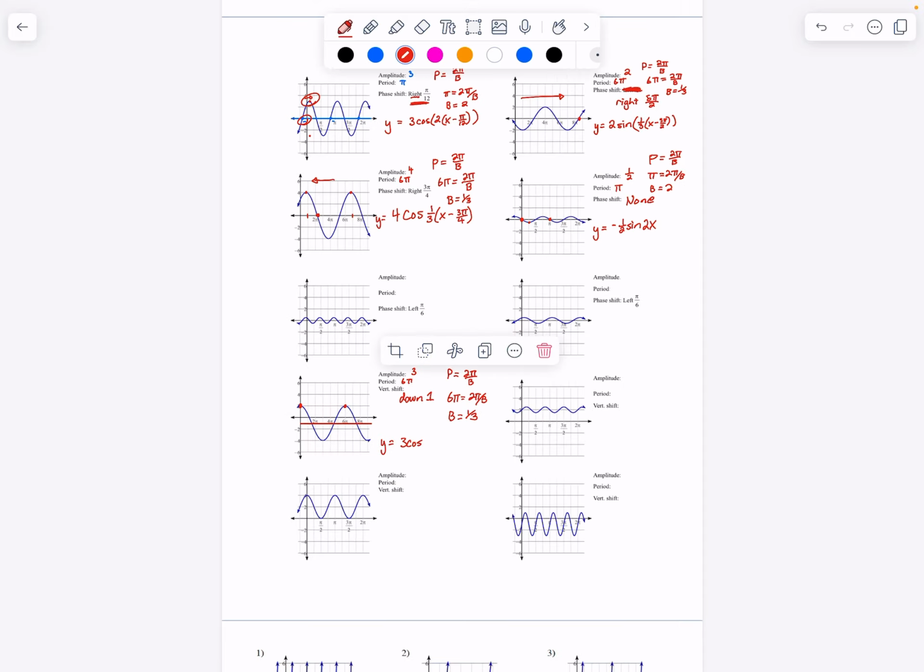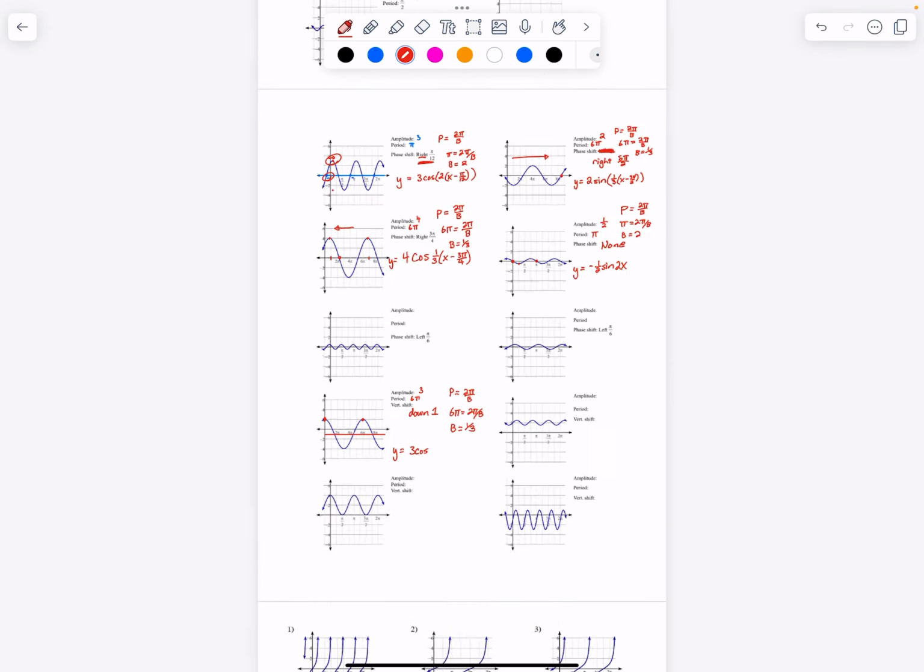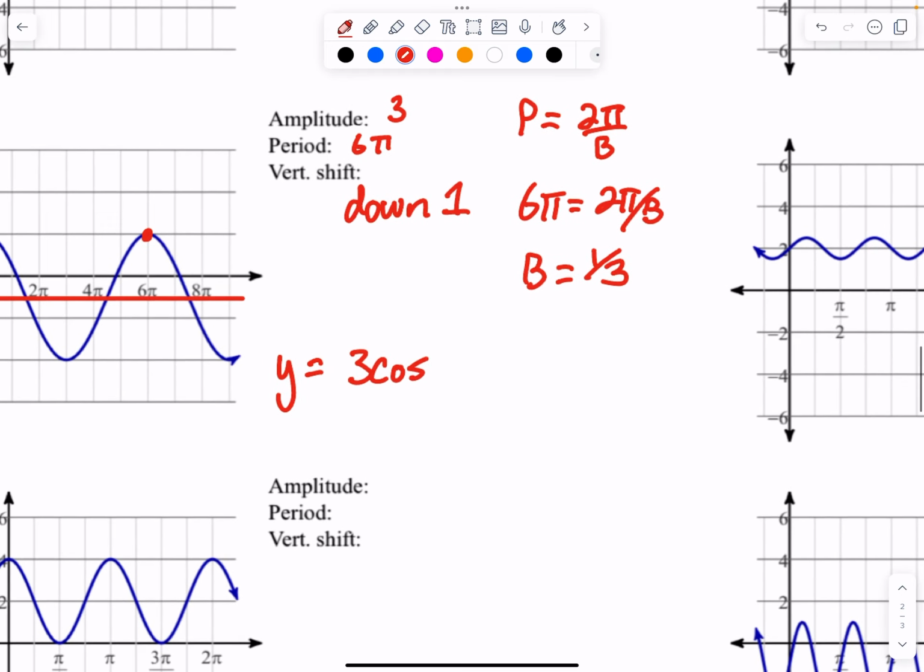Oh, sorry, zoomed in there. Don't know what's going on. Give me a sec. I don't know why that did that.